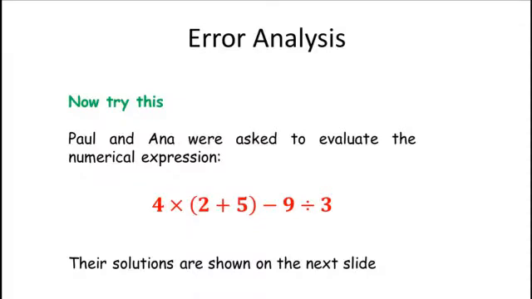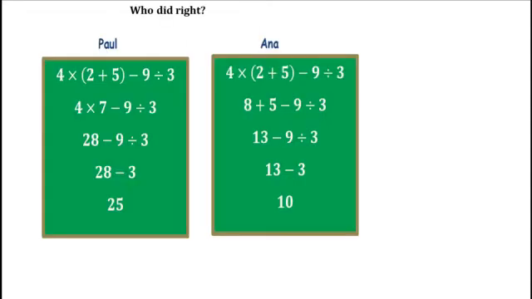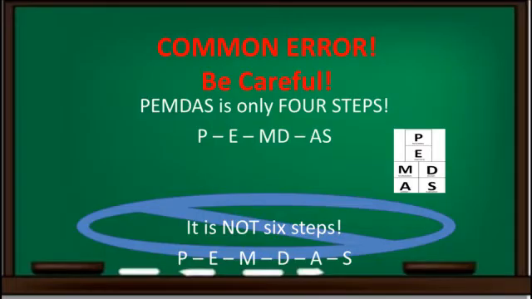Now try this. Paul and Anna were asked to evaluate the numerical expression. Their solutions are shown on the next slide. Who did right? Paul or Anna? Correct. Paul did right. Be careful. PEMDAS is only 4 steps. It's not 6 steps.